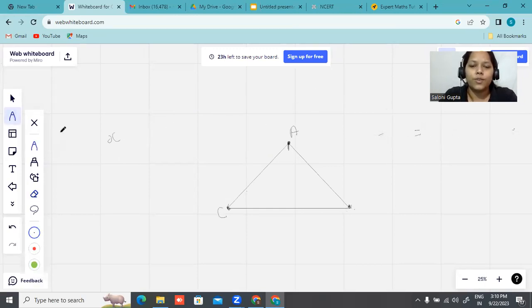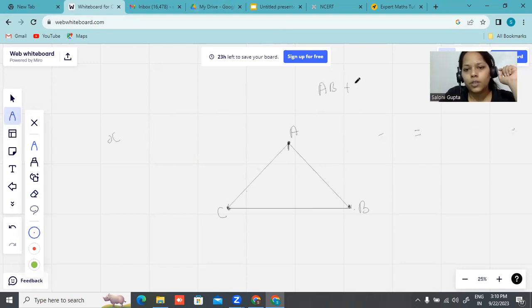Now here we can see this is the triangle ABC. Now in this triangle ABC, again, I have to show the triangle inequality. So what is the triangle inequality? The triangle inequality says that the sum of any two sides of a triangle will be greater than the third side.